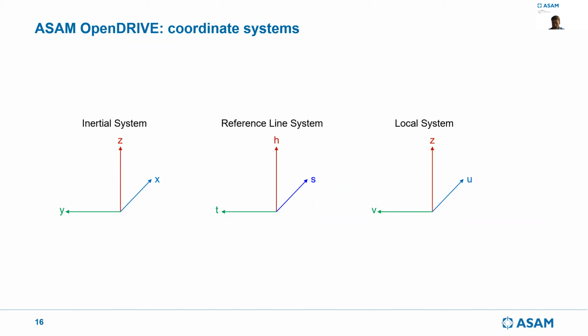That is a Frenet coordinate system that runs along the road. And then we have a local coordinate system that is usually used to place or define objects in, and then place that local coordinate system wherever that object is going to be. They are going to follow examples.